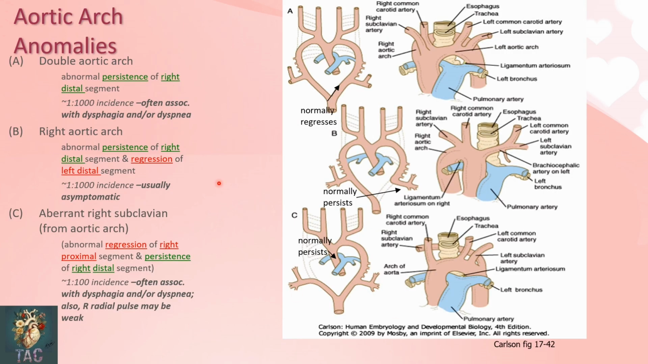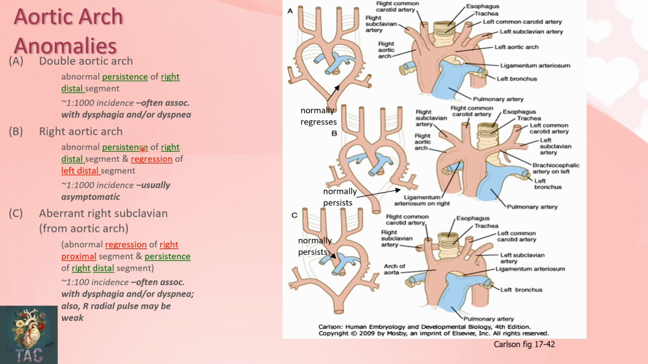So now we move on to the anomalies, very important anomalies. First, double aortic arch. In this there is persistence of the right distal segment. This segment normally disappears, and when it persists it is called a double aortic arch. As it persists, it compresses the esophagus and the trachea, so there will be dysphagia and dyspnea in such patients.